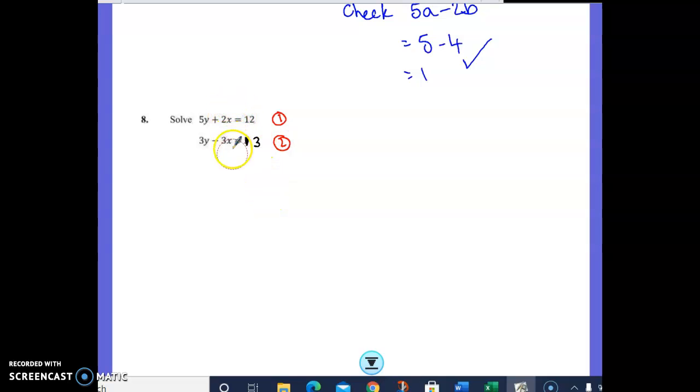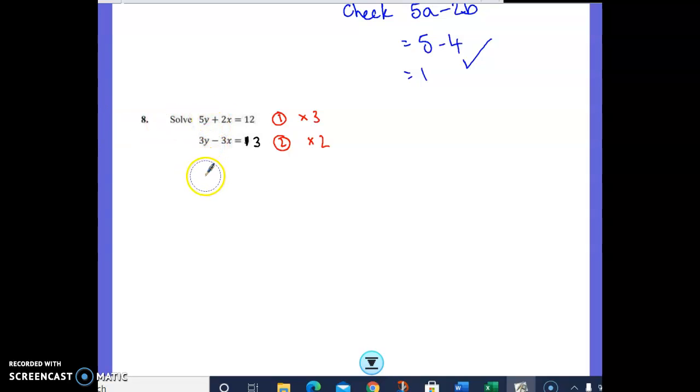So we've got a 2x and a 3x. I'm looking for the smallest number 2 and 3 both go into, which is 6. So I want to make these both up to 6. 2 up to 6 times by 3, 3 up to 6 times by 2. So I'm going to times the whole of equation 1 by 3, the whole of equation 2 by 2.